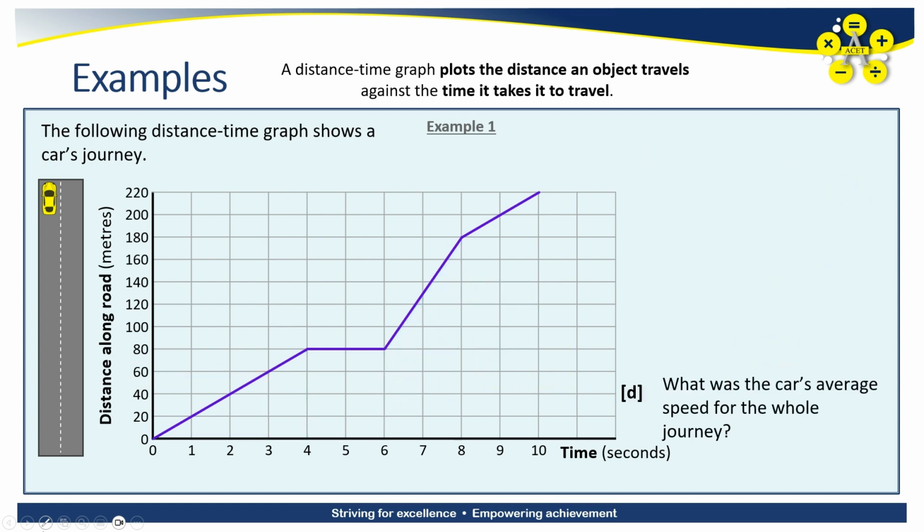Finally, I'm interested in the average speed for the whole journey. So again, I'm not changing the rule. Speed is distance divided by time, so I want the whole distance and the whole time. So he travelled 220 metres in total, and it took 10 seconds for the entire car journey. So I'm going to go 220 divided by 10, giving me an average speed of 22 metres per second.